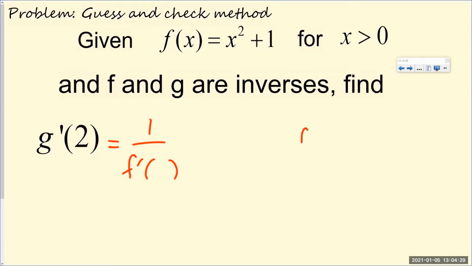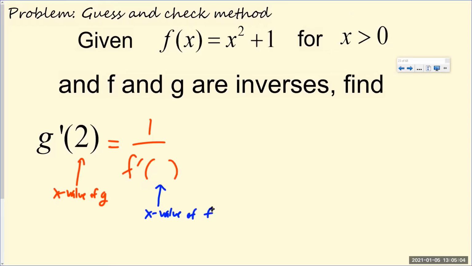If you had f prime of something, let's say if this were 2, you'd say 1 over g prime. So that's the first thing you do. You just write your formula. This is only true if f and g are inverses. And then you know that this is actually the x value of your g. In the parentheses, it's always the x value. So this inside number here must be the x value of your what?